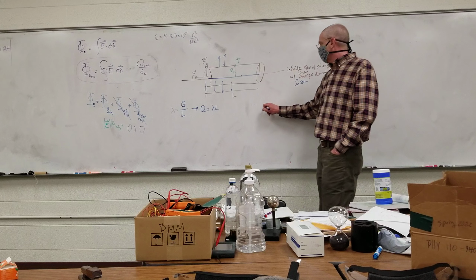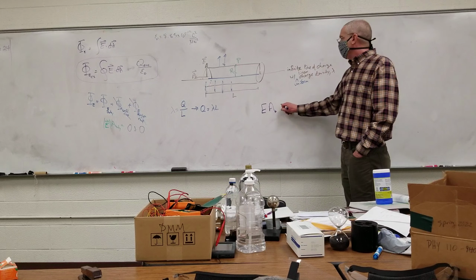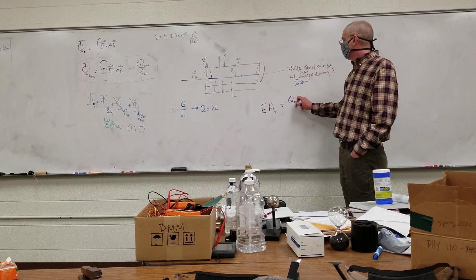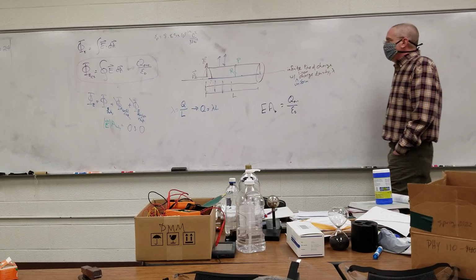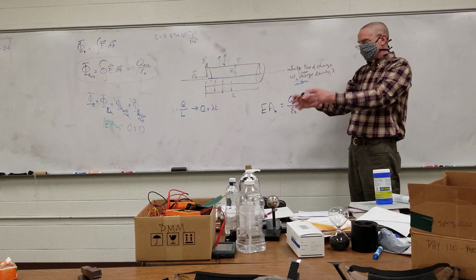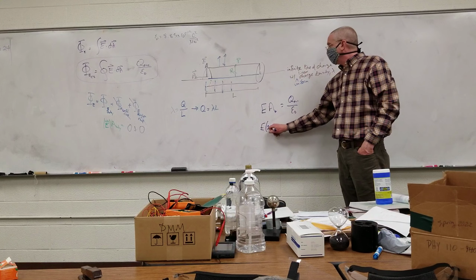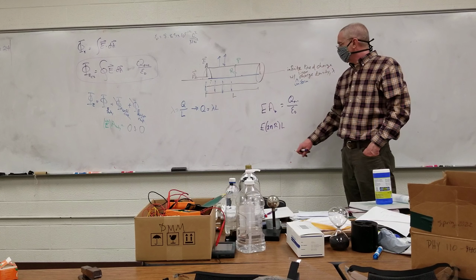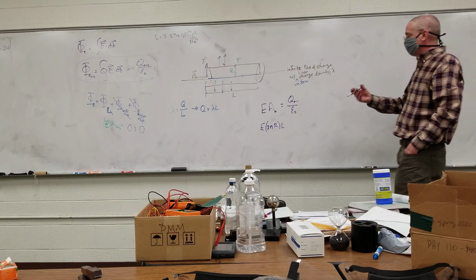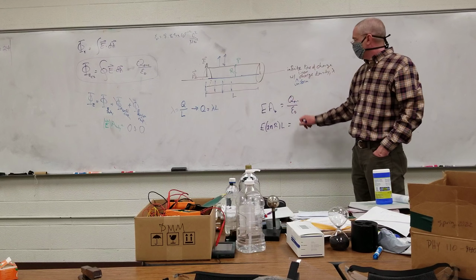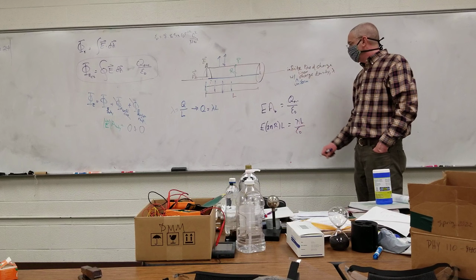So I now have my electric field times my area of the body, I'll put subscript B, equal to the enclosed charge divided by my constant right there. The area of the body is the circumference times the length. So this becomes E times 2 pi R times L, the surface area of the side of the cylinder, equal to my enclosed charge, which is just lambda times L over epsilon sub naught.